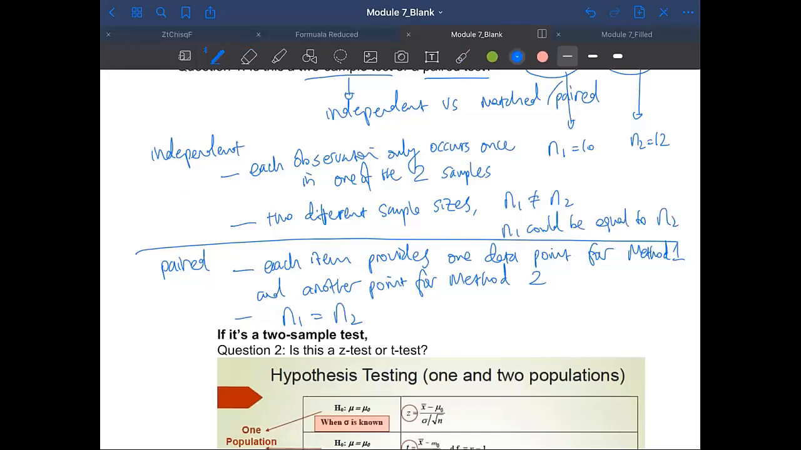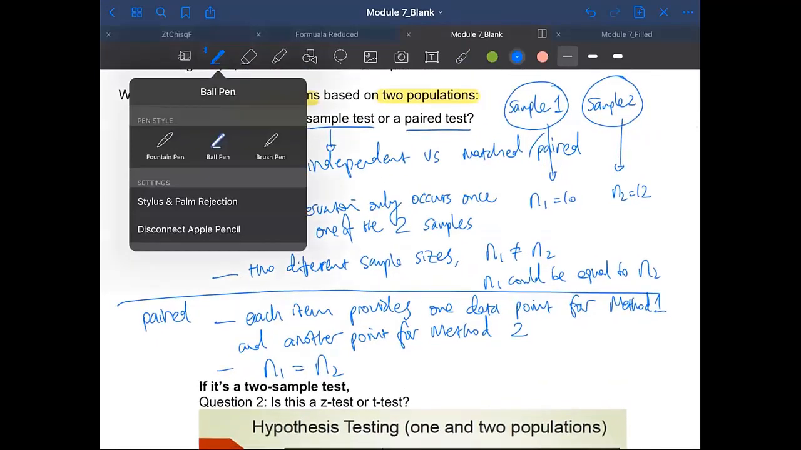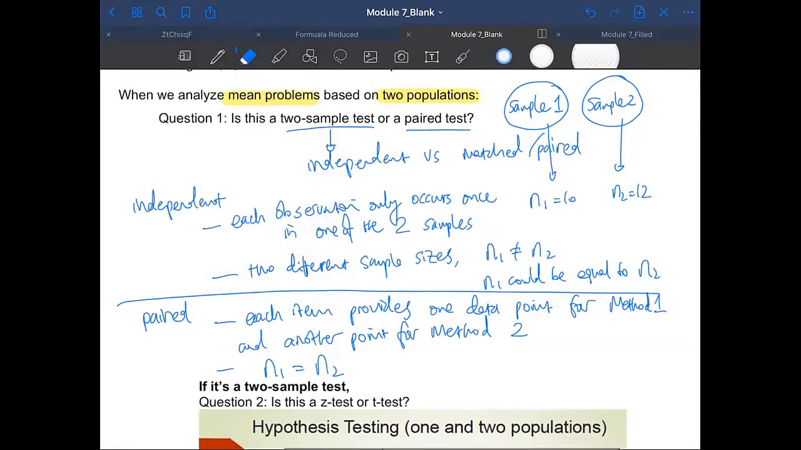It's possible. For example, with the car dealership I had here, you could well have 10 here as well. You could go into the Ford dealership and collect 10 cars as well. Or you could go to the Toyota dealership, collect 12, and then there's a 12 here. When N1 equals N2, it doesn't mean it has to be paired. It could also be independent. It really depends on the situation you're working on. For the car example, each car can only be either Ford or Toyota, so it cannot occur twice in both of the samples.